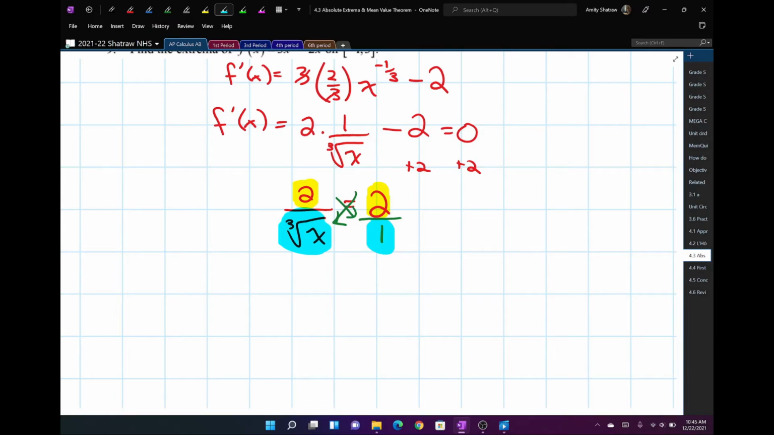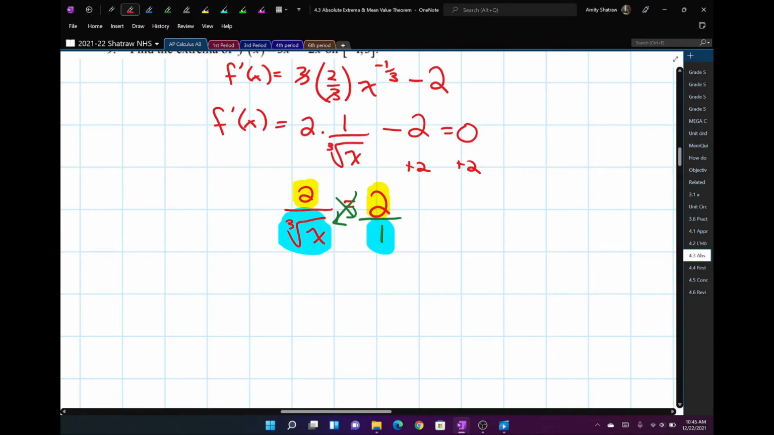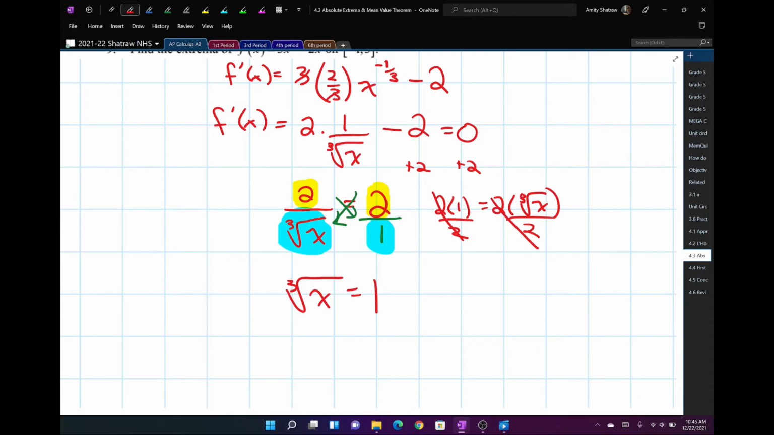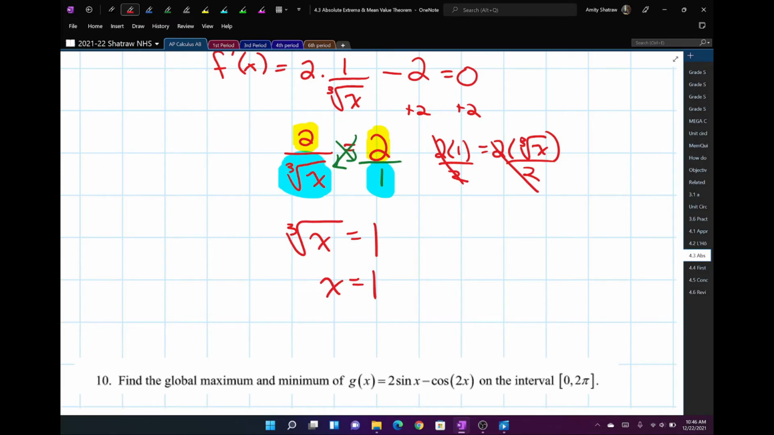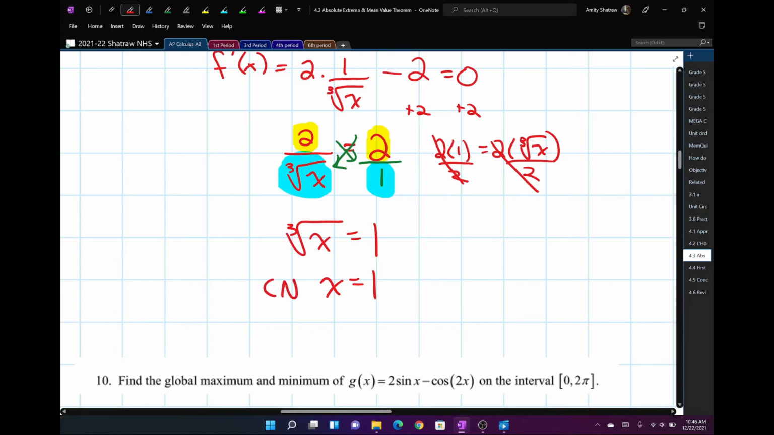But I'll show you the actual cross multiplying now. The actual cross multiplying will be 2 times 1 equals 2 times the cube root of x. And I will divide by 2. And boom, like I said, it's pretty obvious that the cube root of x will equal 1. And how can I take the cube root of something and get 1? Oh, please tell me that you know that the way forward here is clearly that x equals 1. The only thing I can take a cube root of and get 1 is going to be 1. Okay, so now that I have that critical number, I'm going to label it. This is my critical number.